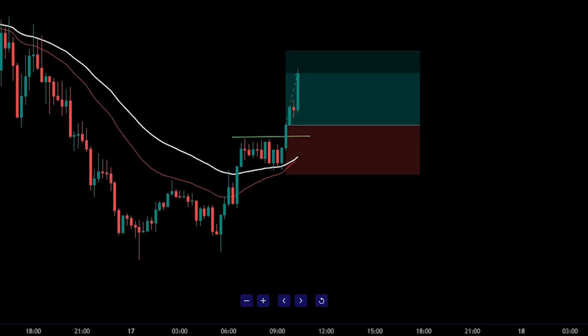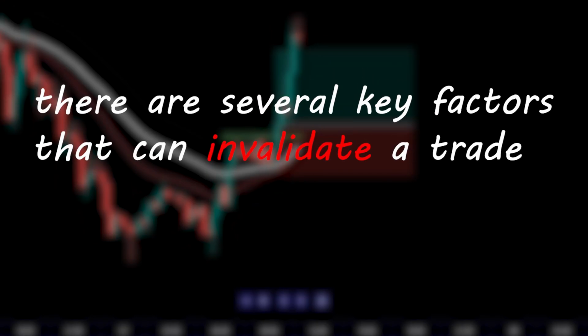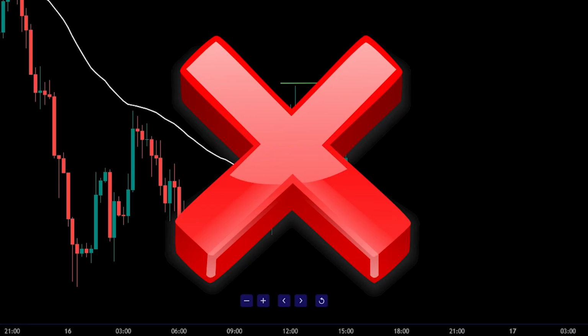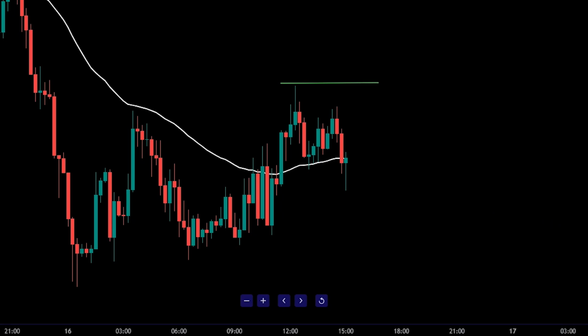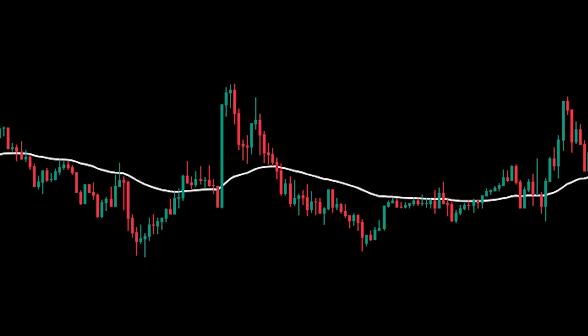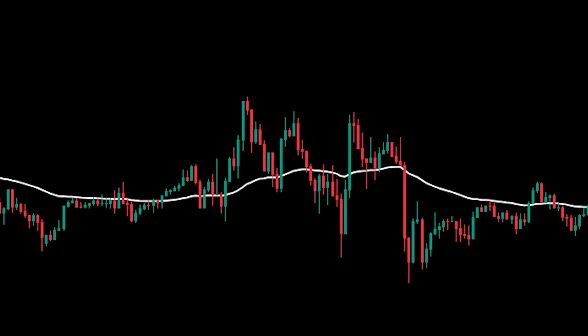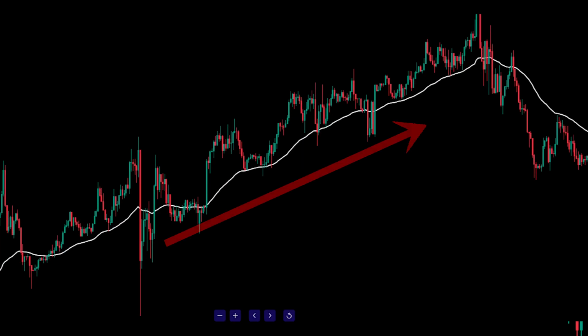While these conditions may seem excellent, there are several key factors that can invalidate a trade. First, if we have a pullback, but the price breaks below the EMA, meaning that during the pullback the price closes below the EMA, the trade is automatically invalidated because it indicates that the pullback is not clean and the price has managed to stabilize below the EMA. This strategy should also not be used in situations where the price is in a neutral or range-bound state. It should only be utilized in trending markets.